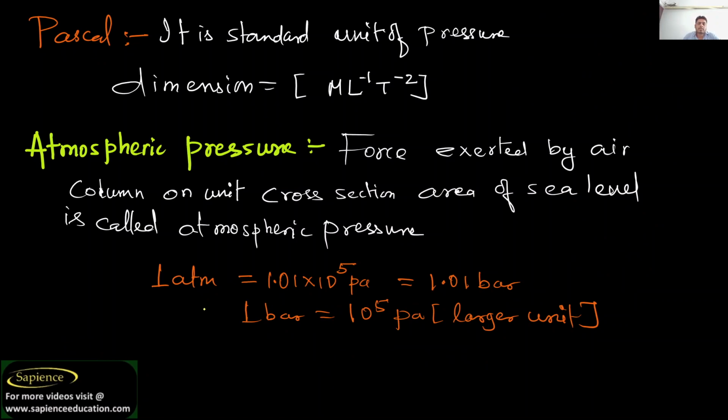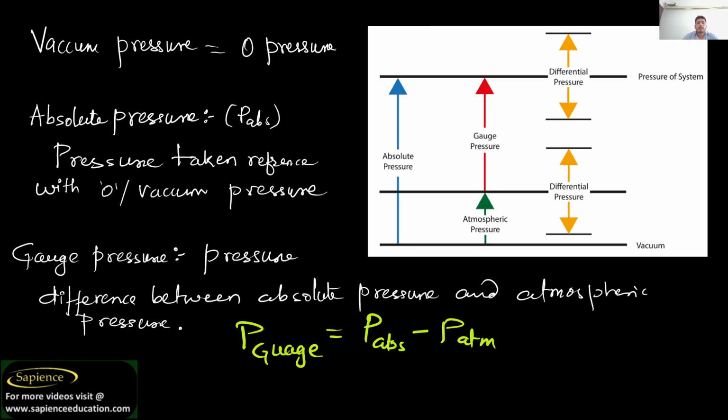So this atmospheric pressure you have understood now, Pascal you have understood now. Let's go basic by basic, so that you will be able to understand each and everything in this chapter. Now, what is vacuum pressure? Very important. Vacuum pressure is zero pressure. Normally we know that pressure is force per unit area, but in a vacuum, no air is there. So if no air is there, the pressure is zero. So vacuum pressure means no pressure is there.